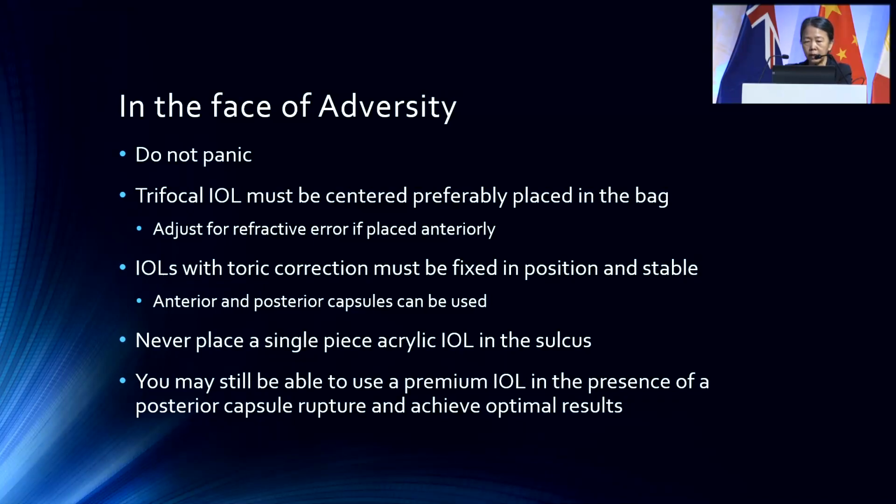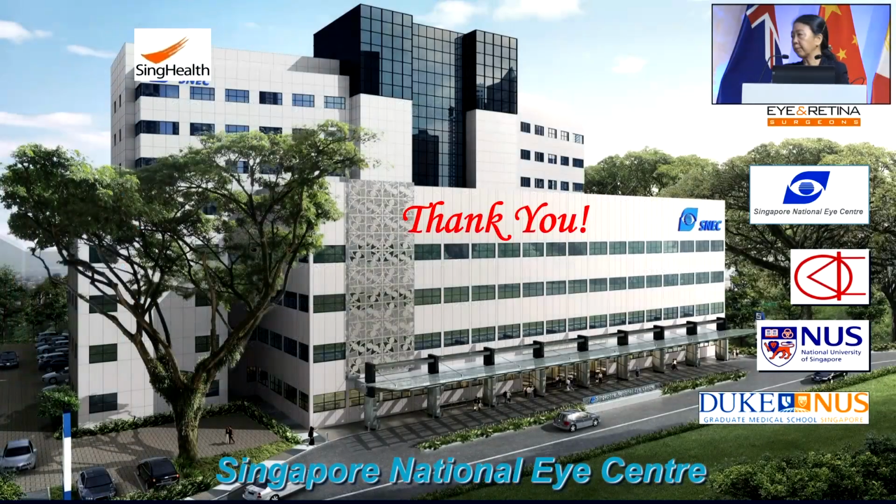IOLs with toric correction must be fixed in position and stable, so both anterior and posterior capsules can be used, and I showed you the case where I used the posterior capsule rexis. In that case, of course, the other way, if the posterior capsule gives way, you can anteriorize the optic and reverse the capture. But never place a single piece acrylic lens in the sulcus where it's not locked into place. You may be able to use a premium IOL in the presence of a posterior capsule rupture and achieve optimal results. Thank you very much.